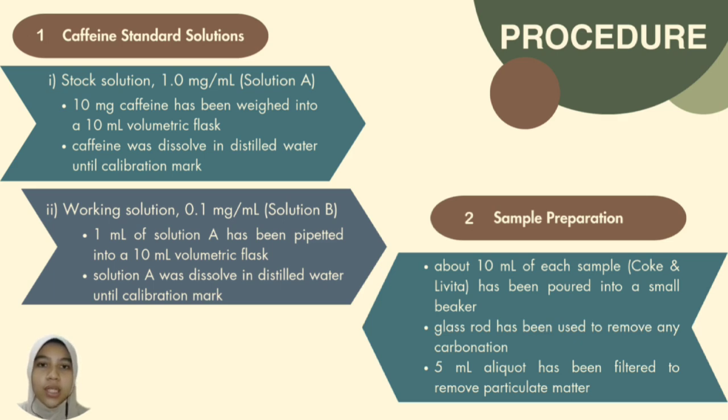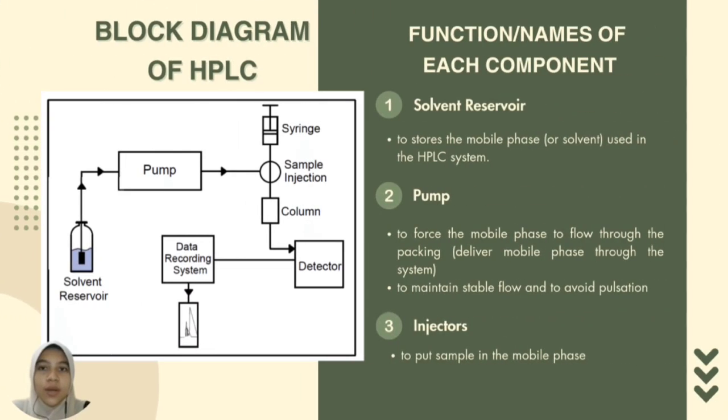Then, 10 microliters of solution B was injected into the HPLC to establish the retention time of the caffeine. 10 microliters of samples was also injected into the HPLC system. This is the block diagram of HPLC.